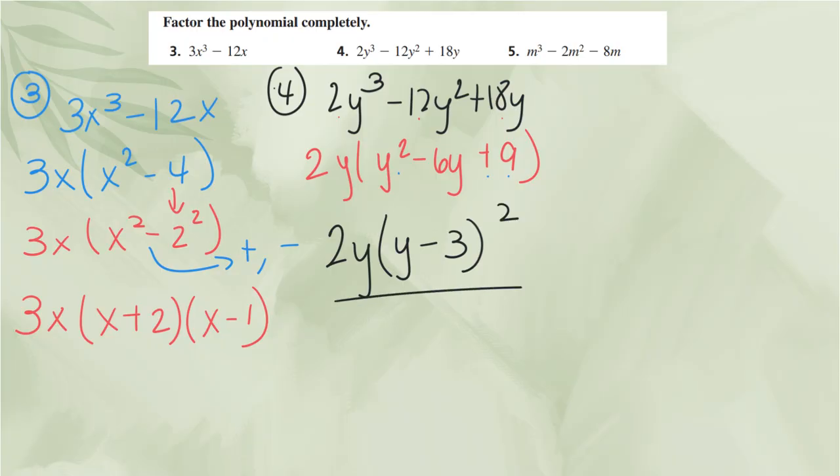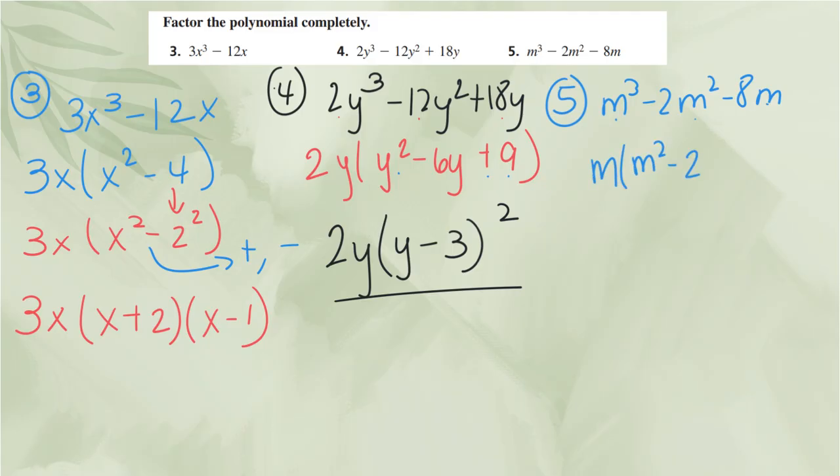Number 5, I have m cubed minus 2m squared minus 8m. The only thing that I can take out here will be the GCF of m, right? So I'm going to have m, and left inside with m squared minus 2m minus 8.